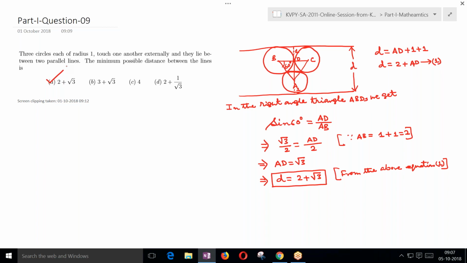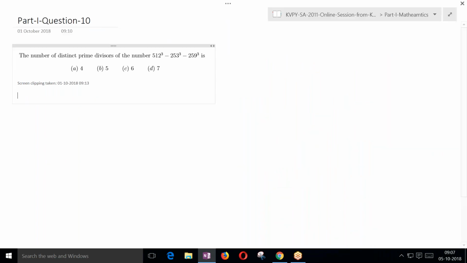Let's go to the next question, that is question number 10. This is a question of pure mathematics, number system, how you can play with the numbers to make a conclusion about the prime divisors. So here the question is: the number of distinct prime divisors of the number 512 power 3 minus 253 power 3 minus 259 power 3. How to proceed?